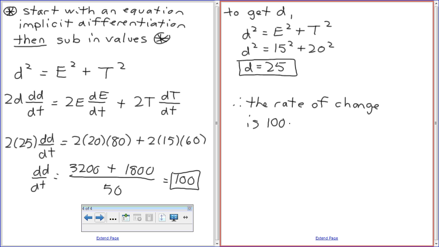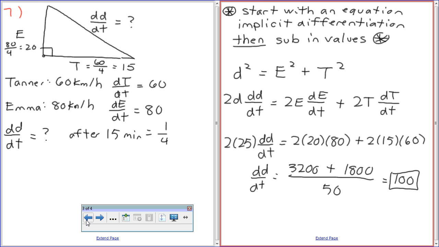Because 15 minutes is 1/4 of an hour. Right, 15 divided by 60 is 1/4. Yeah, it said here the other information. Whoops, I lost it. Here, if you didn't crumple up your test, one of the things they said was after 15 minutes. That was the last piece of information.